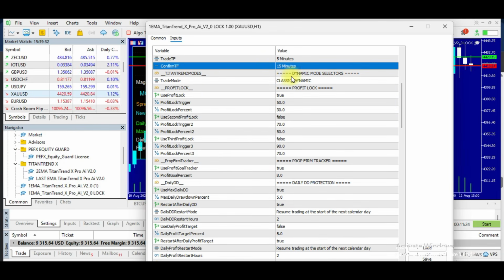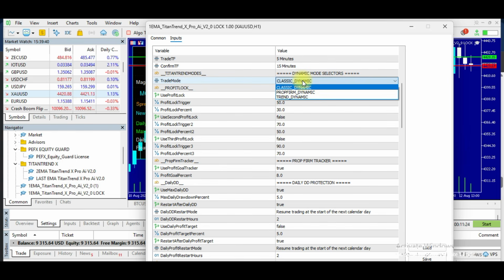Now, when you come here, you will see the dynamic mode selector. If you double click here on trade mode, it will give you another dropdown menu. We have classic mode, PropFirm mode, and trend mode. Classic mode is when you are trading structure breakout. Once it breaks up, it will buy; break down, it will sell. It's just like resistance and support breakout, your demand and supply zone breakout.